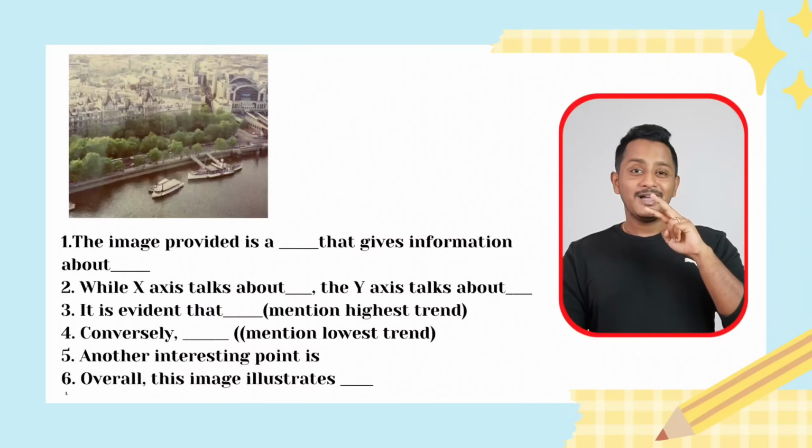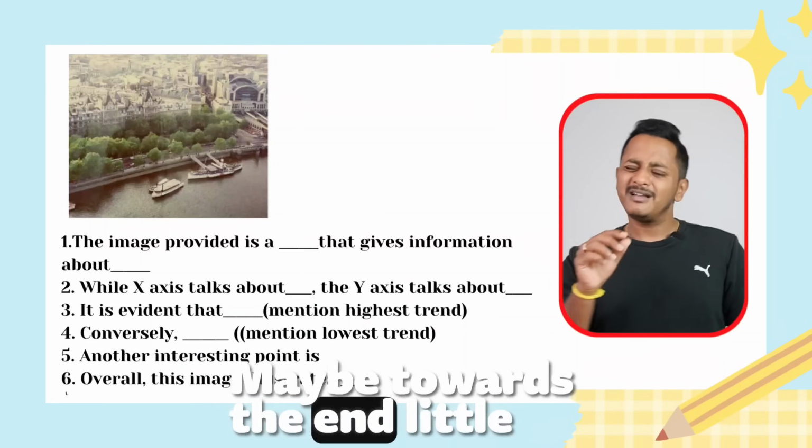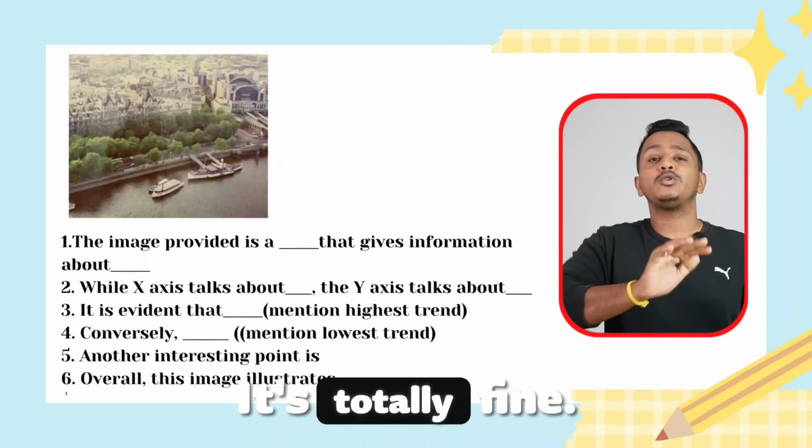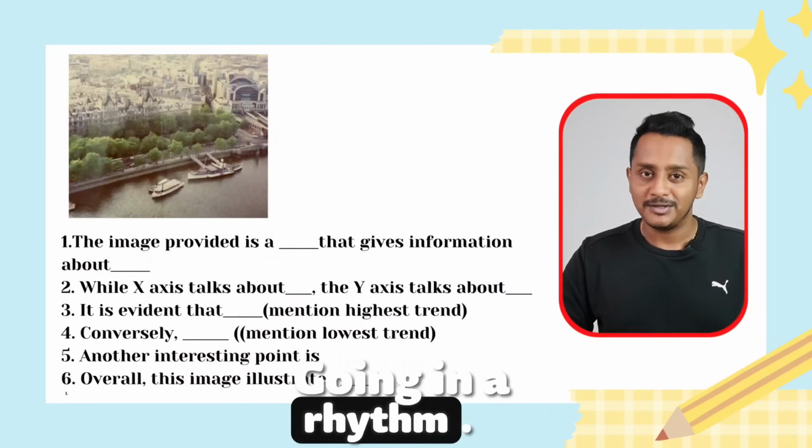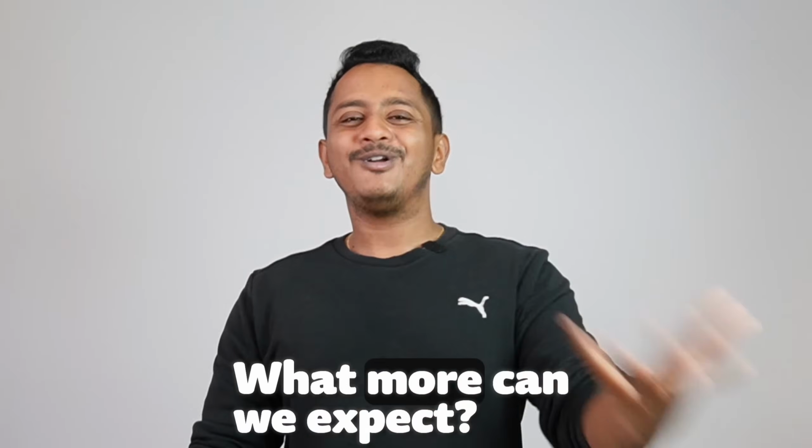So I was continuous. I did not fumble. Maybe towards the end, my speed went down a little. It's totally fine. I was still going in a rhythm. Hey, that's all. Describe images, man. What more can we expect?